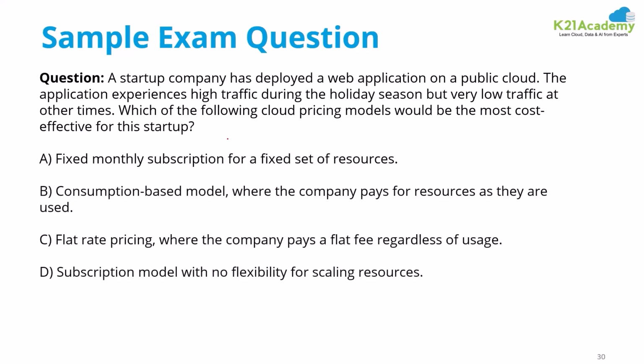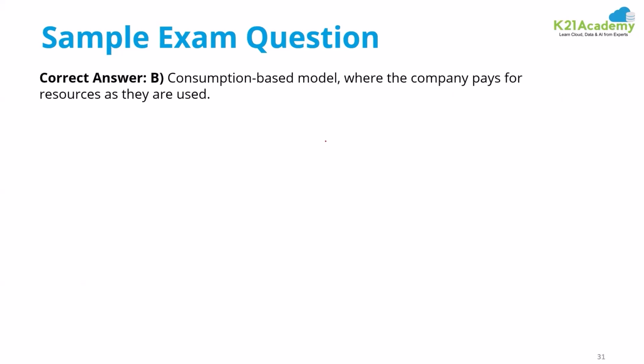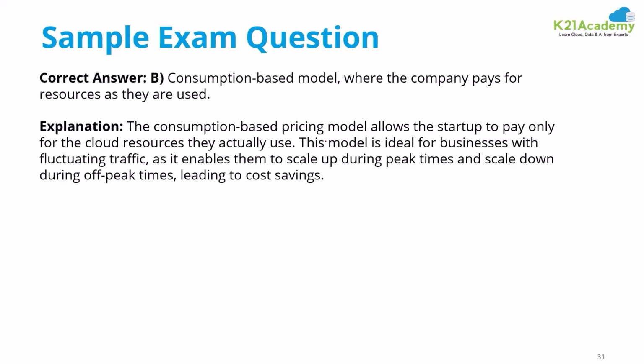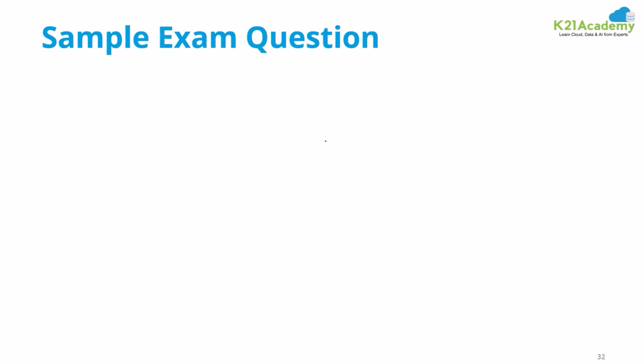So we have one more question here. Please read this out. A startup company has deployed a web application on public cloud. The application experiences high traffic during the holiday season, but very low traffic at other times. Which of the following cloud pricing models would be the most cost effective for this startup? What do you think? Fixed monthly subscription, consumption based, flat rate, or a subscription model with no flexibility. So let's see. The correct answer is B. There is no further explanation I need to read out, because all of us know the correct answer and why exactly it is B.